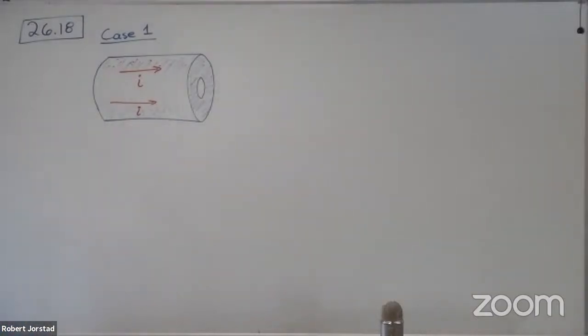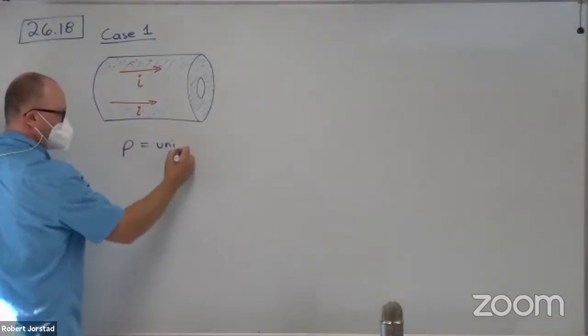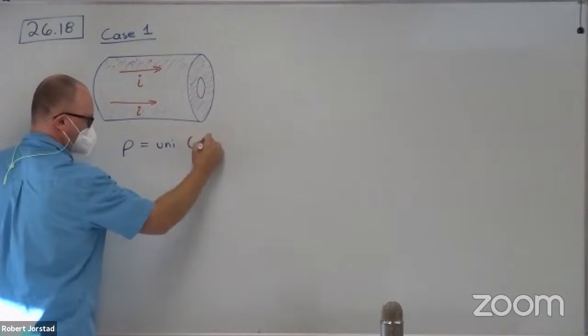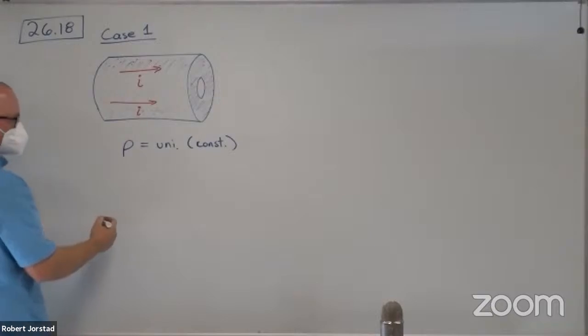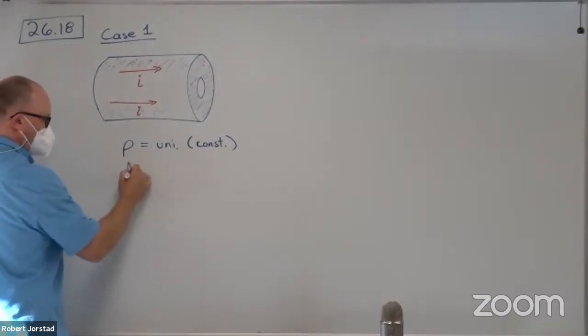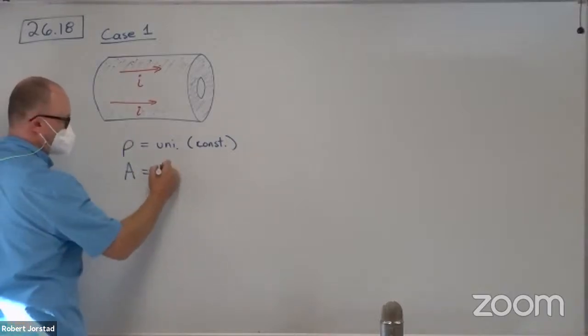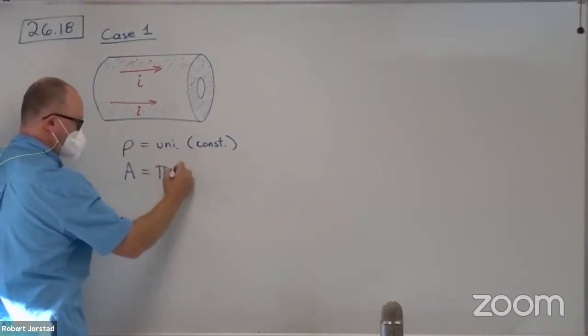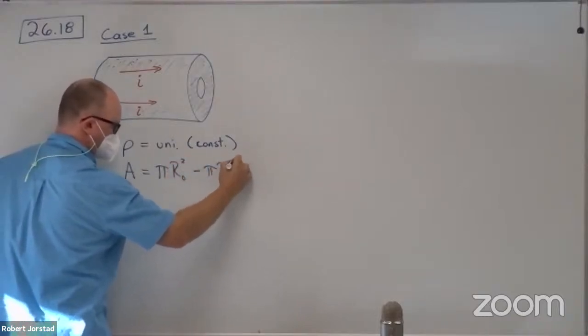So, do you think I need to use calculus? Yes or no? No calculus. Why not? Rho is uniform, which means constant, basically, for us. Rho is uniform, it says that in the problem statement. Is the cross-sectional area constant? Yeah, what is the cross-sectional area here? Pi r outer squared minus pi r inner squared.